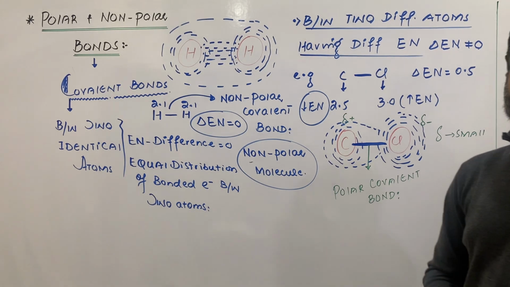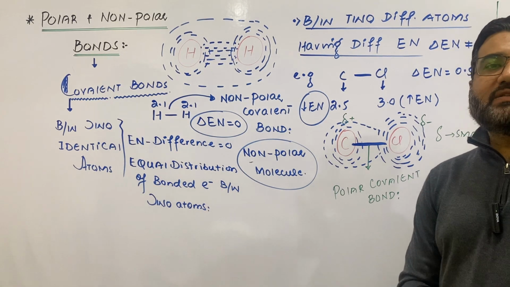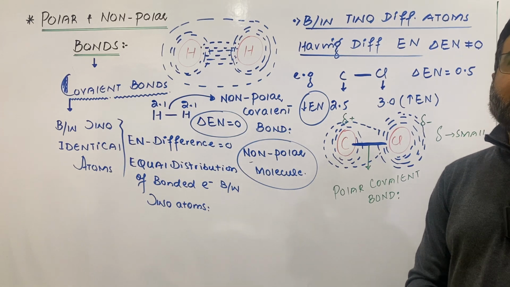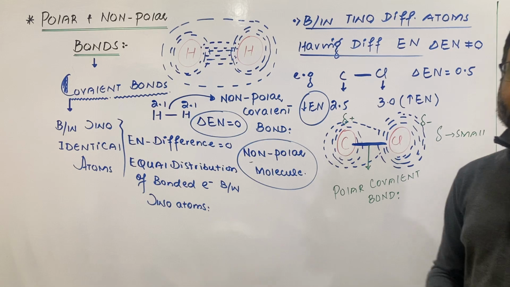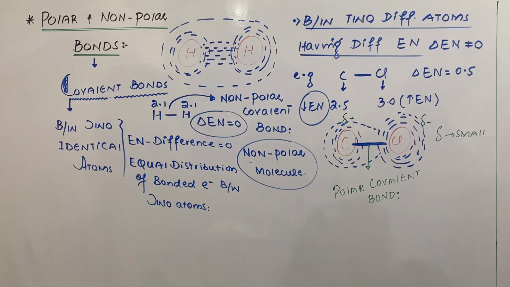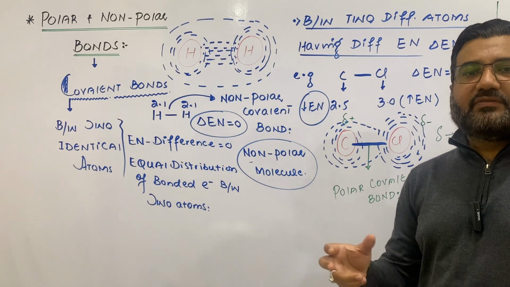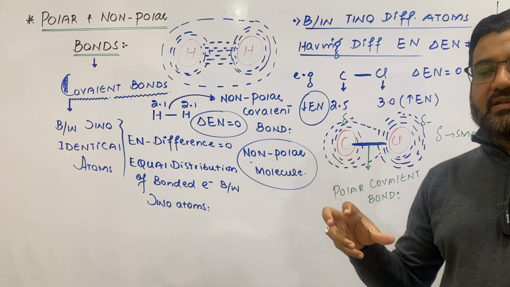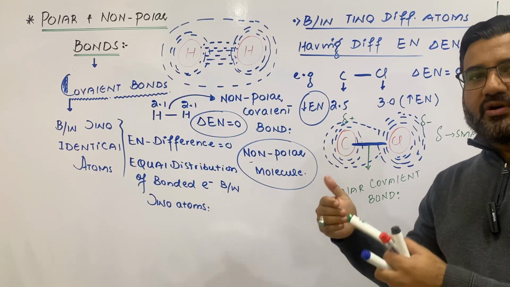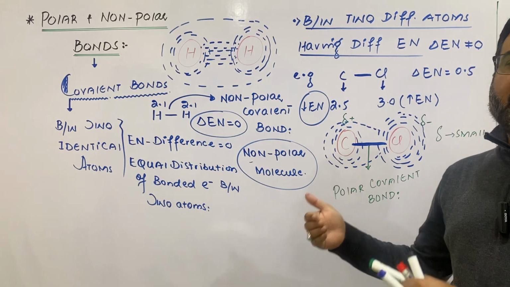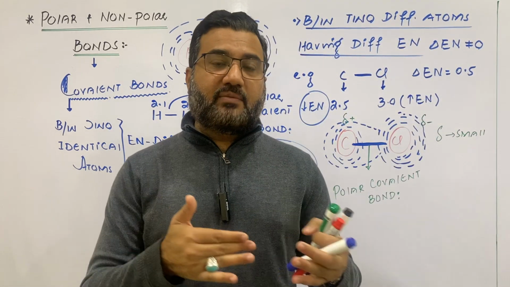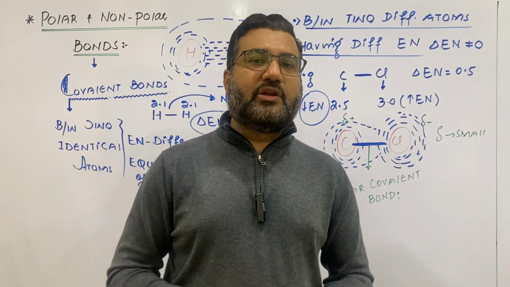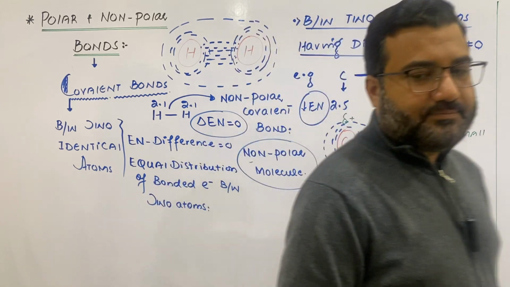But my dear students, there are some molecules which have polar covalent bonds, but still they are non-polar because their dipole moment is zero. We will arrange a separate lecture in which we will discuss the polarity of the molecules. Because polar and non-polar bonds and polar and non-polar molecules are two different concepts. A molecule may have polar bonds, but still overall the molecule might be non-polar.